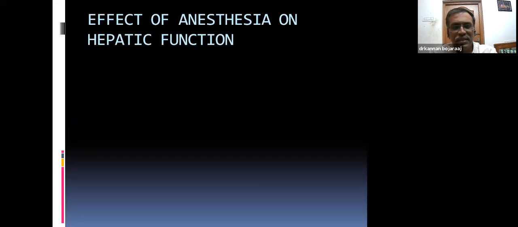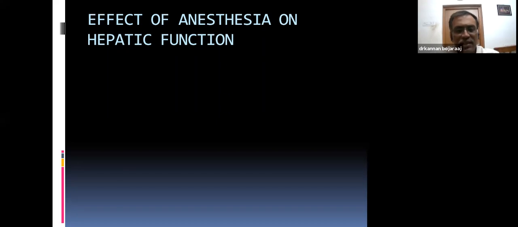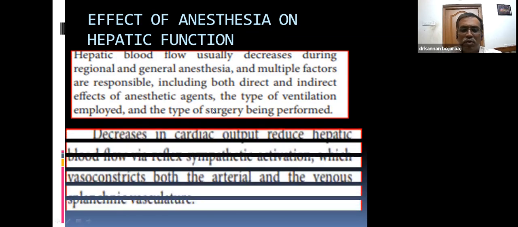Okay. And the effect of anesthesia on hepatic function. Some few points about this, and we are going to finish. The time is almost over. Hepatic blood flow is the most important thing that will be decreased during regional and general anesthesia. Multiple factors are responsible for it: the direct and indirect effects of anesthetic agents, the type of ventilation employed, and the type of surgery being performed.